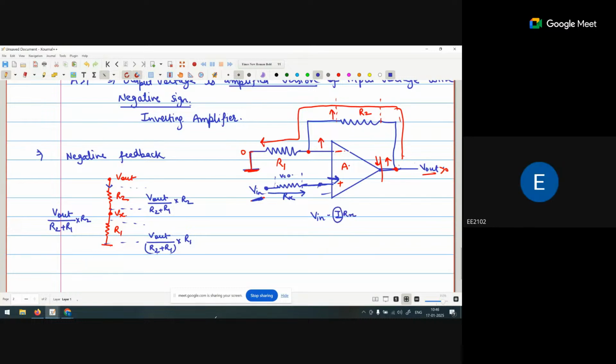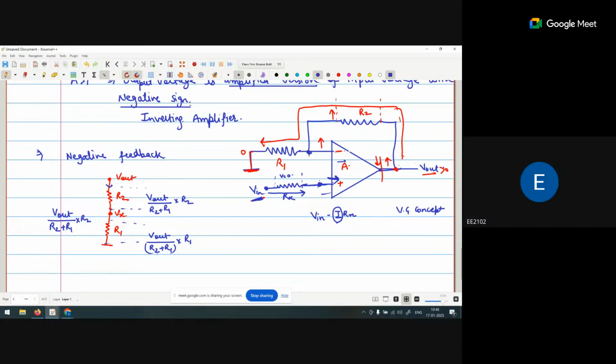But sir, why is the current zero? Because it is a negative feedback. In the case of negative feedback, we are considering the virtual ground concept. So at that point, it will be straight away Vn. In the virtual ground concept, this voltage and this voltage are similar. If these voltages are similar, no current will be passing through the operational amplifier. So there is no current flowing in this way.